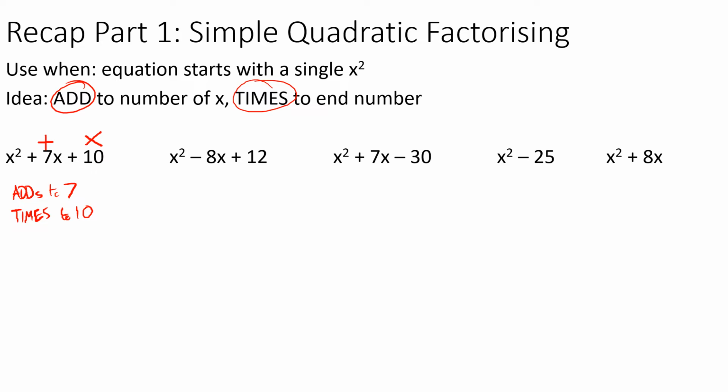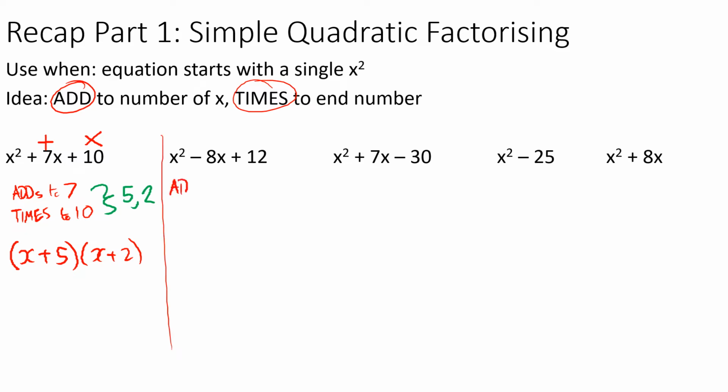And you have to go through the numbers, and you think, well, okay, the only numbers that that's true for is 5 and 2. And then a lovely little shortcut we could use with these simple setups is that those are our brackets. So that factorizes just to x plus 5, x plus 2. Job done.